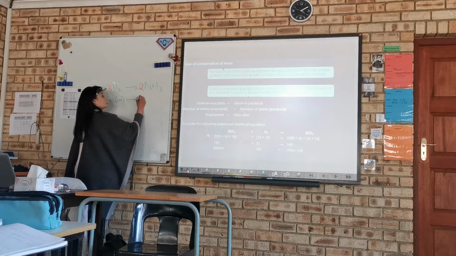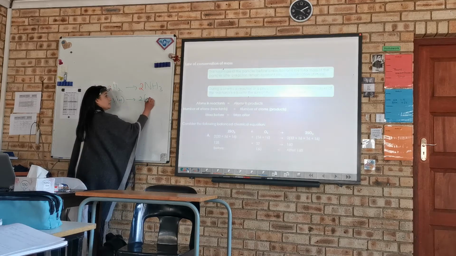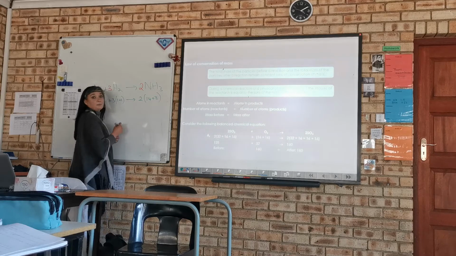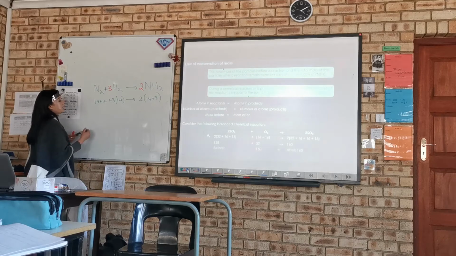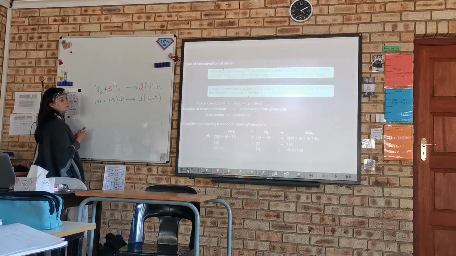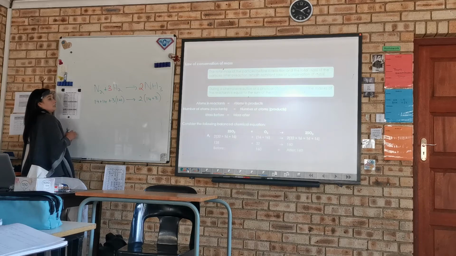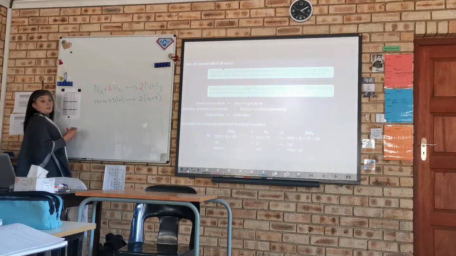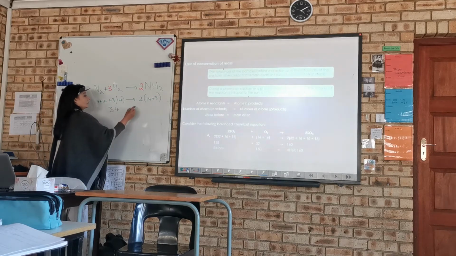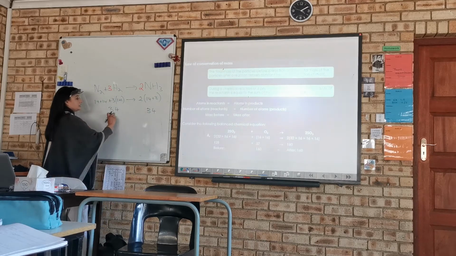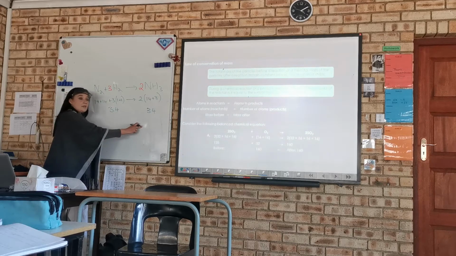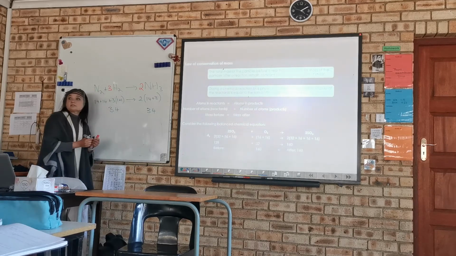I have 2 times 14 plus 3. Is it okay that I put the 3 instead of 1 plus 1 plus 1? Is that fine? So on this side, how much do I have in total? 28 plus, how much is that? 6. How much is that? 34. And on this side? 34. Can you see that the mass of the reactants is the same as the mass of the products?